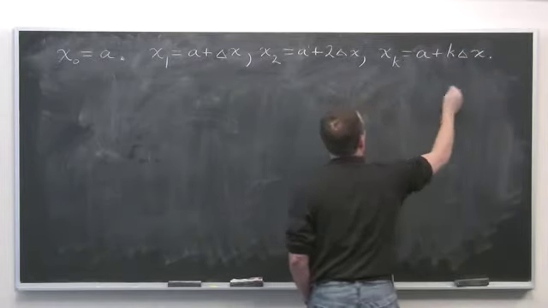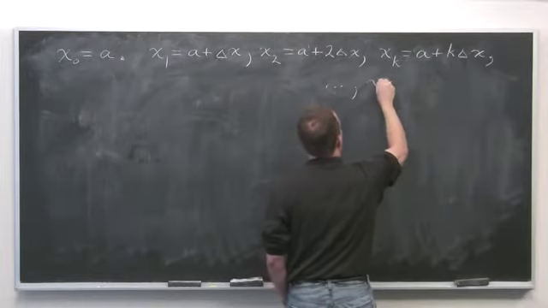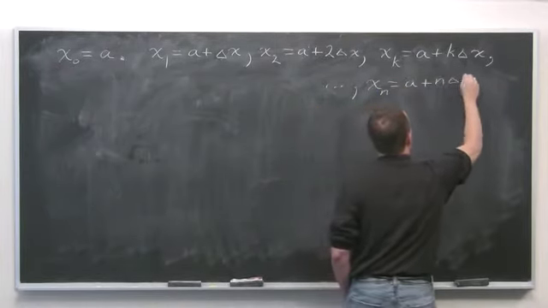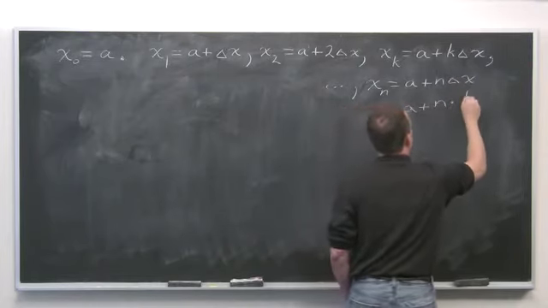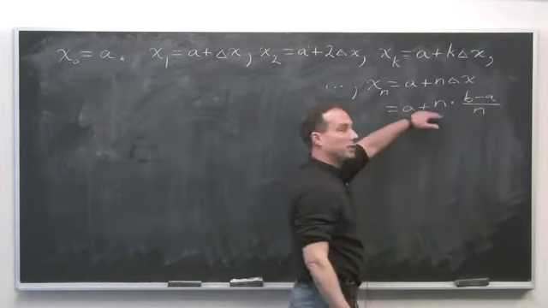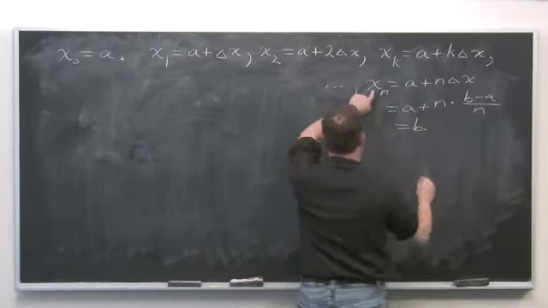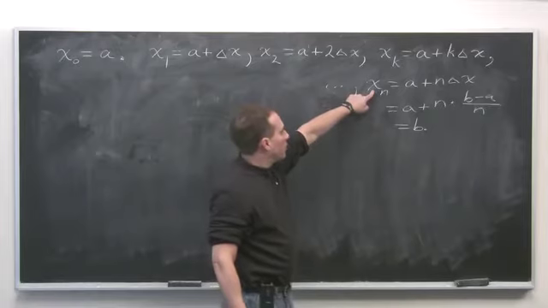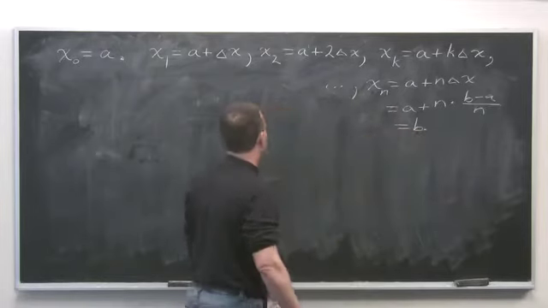So in general, x sub k is a plus k times delta x. And in particular, that means that x sub n is a plus n times delta x, but then you use that delta x is b minus a over n. And the n's cancel and you get a plus b minus a, so you get b. Well, that's good. We want our last x sub n, the last point in our partition, to be the other endpoint of the interval we're interested in, from a to b.